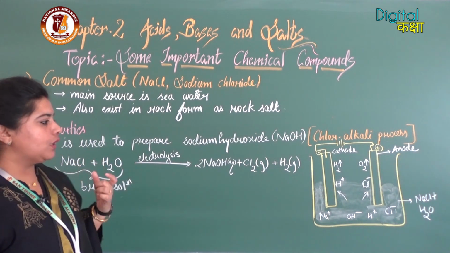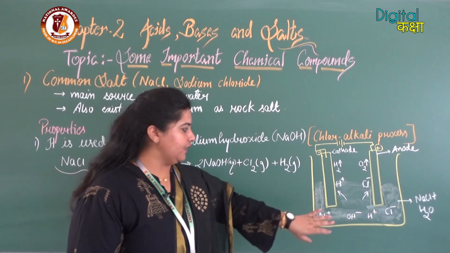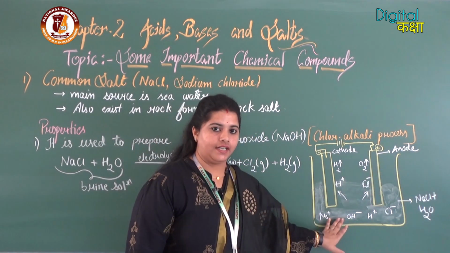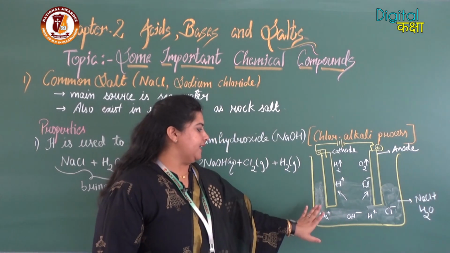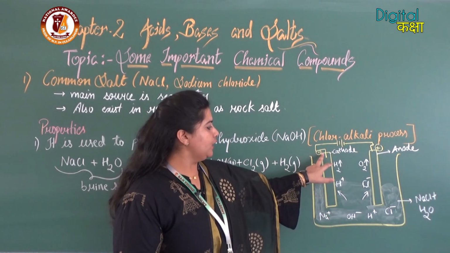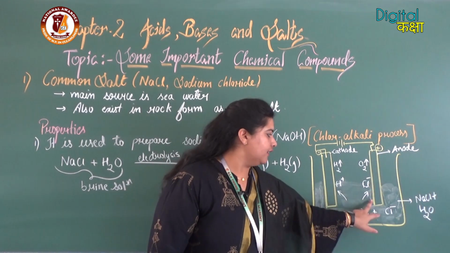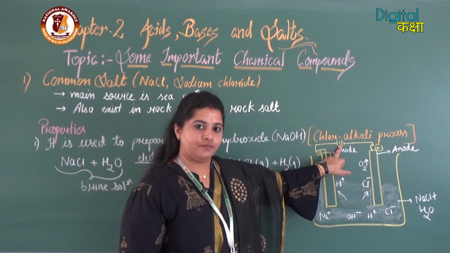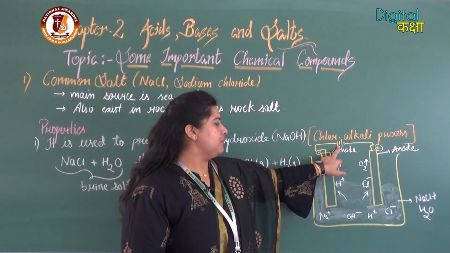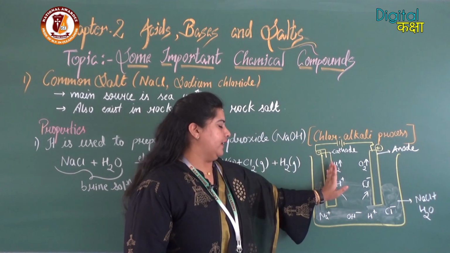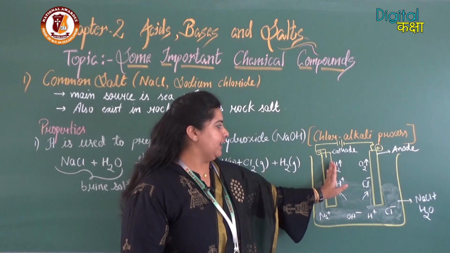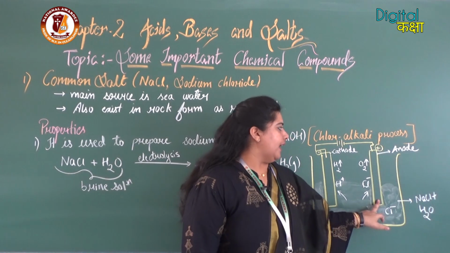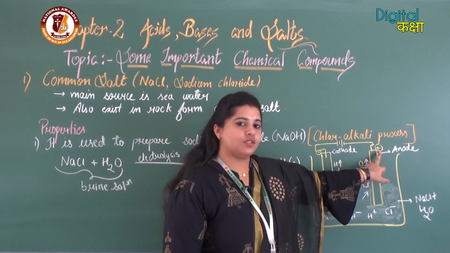After getting the aqueous solution of sodium chloride, here is the process. That aqueous solution is taken in a container or a beaker made of glass. In that, 2 electrodes are fitted, and these 2 electrodes are attached to electricity. When electric current is passed, one rod acts as cathode, that is the negative rod, and the other acts as anode, that is the positive one.